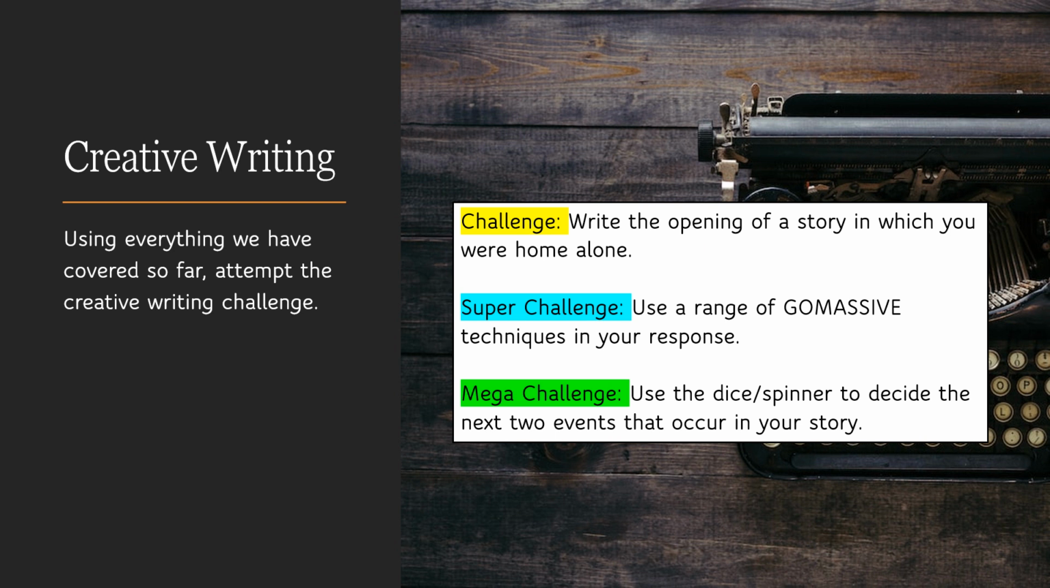Again, think about what we mean when we actually talk about a range and the kind of level of quality of your writing and the amount of techniques that are needed for that task. And in the mega challenge, what you're going to do now is you're going to see 6 different scenarios on the next part of the video. A good way to get a little bit of practice and to make sure that you don't really have to focus too much on the plot is you can use something like a dice or a spinner to decide the next 2 events that occur in your story.